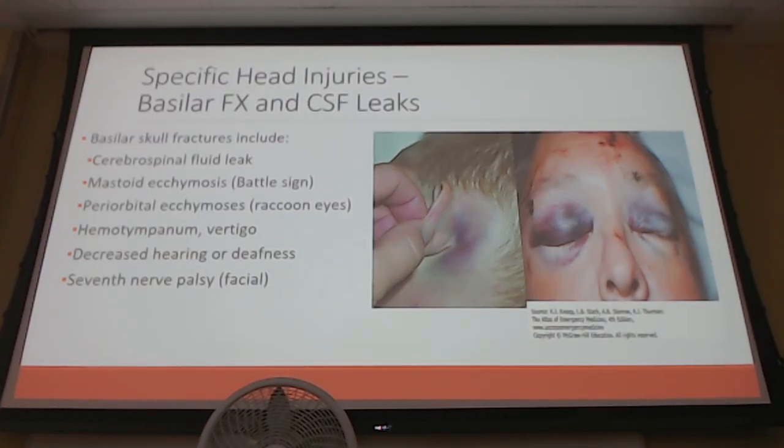All right, here are our findings. What we're worried about is some sort of CSF leak, and it's kind of weird how many patients I've seen that say they have a CSF leak, that they have some sort of pink on a Kleenex, but I guess that's what you might see. You also see mastoid ecchymosis and periorbital ecchymosis. We want to check their TM, so we might see some blood behind there. And if they're still mentating, they may complain of vertigo or hearing loss. You can see a 7th cranial nerve palsy as well.